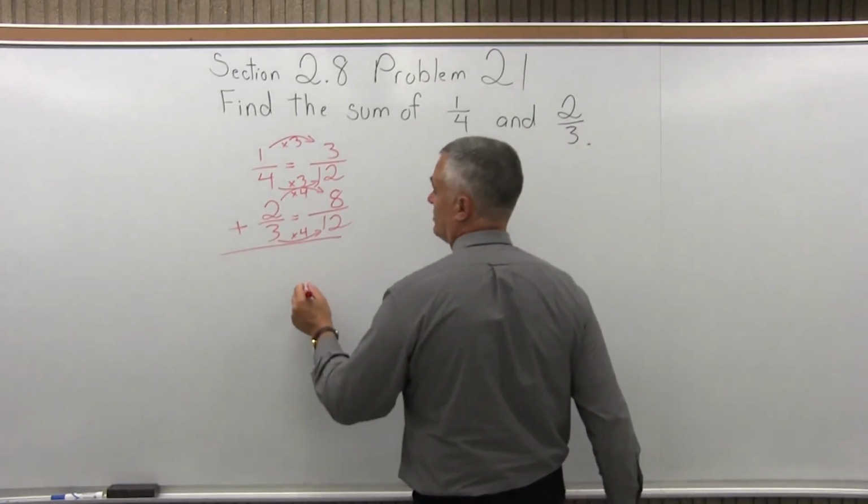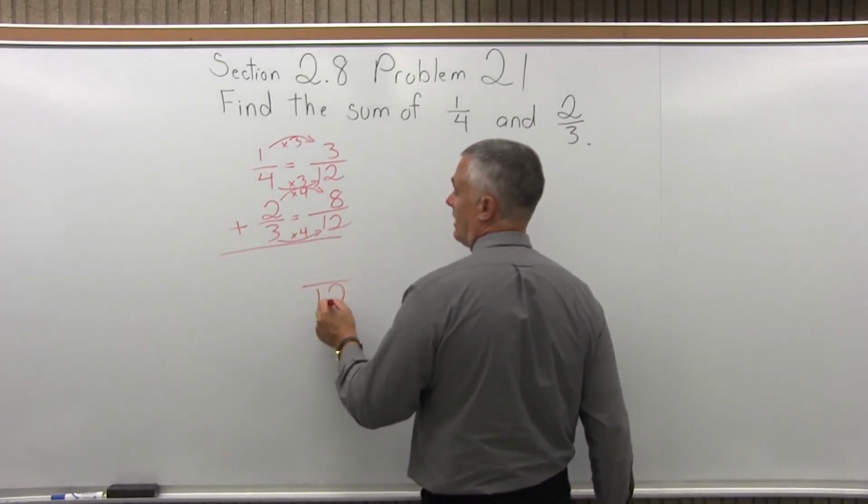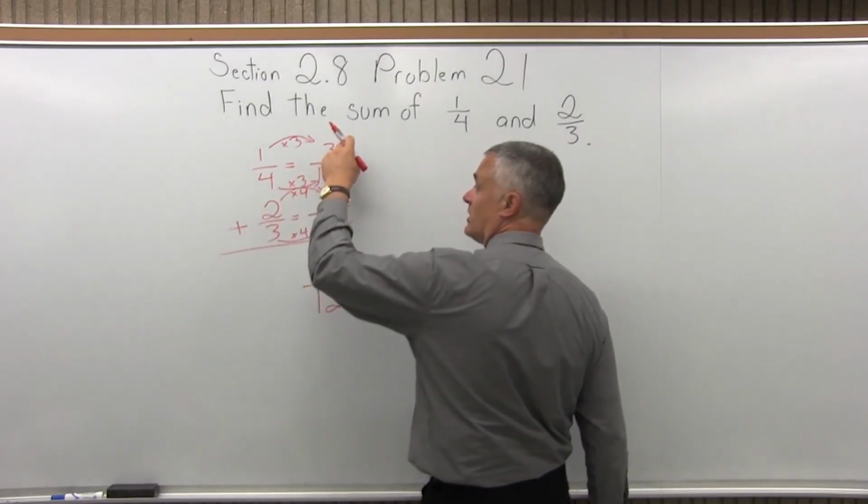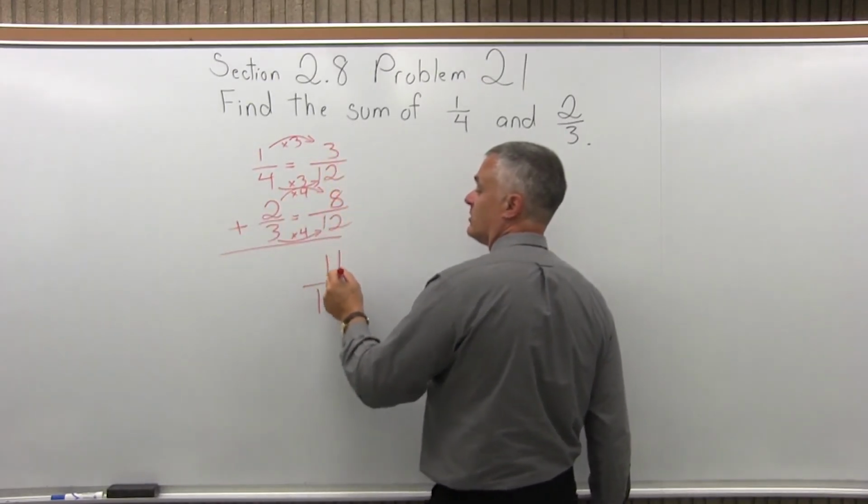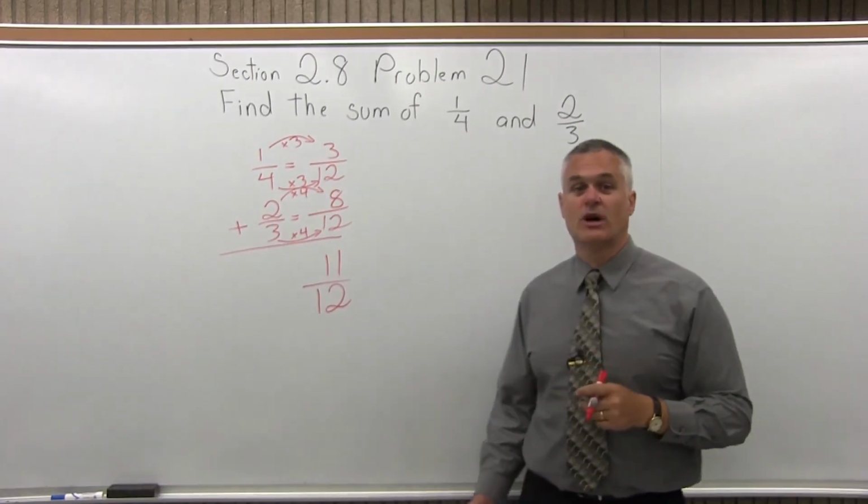Now I can just combine the numerators. So my answer will be some value over 12. I'm adding, so I'll add the numerators, 3 plus 8 more. 3 plus 8 more is 11. So I have 11 over 12 as an answer.